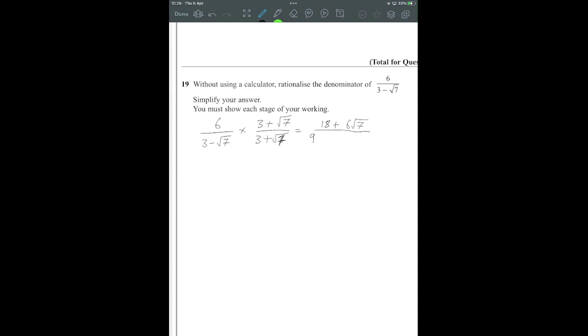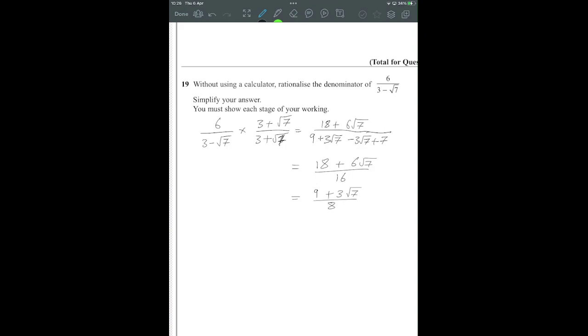We have our 3 times 3 is 9. We've got plus 3 root 7. Subtract the 3 root 7 plus the root 7 times root 7. Now I can simplify. Again, I'm going to try and do it a little bit slowly so that I'm not making any unnecessary jumps. And I notice that there's a common factor throughout. Everything is even, so I'm going to divide everything by 2.